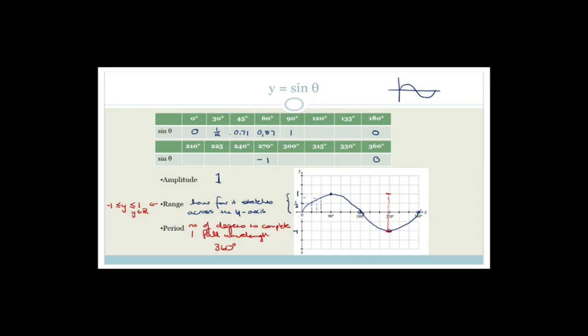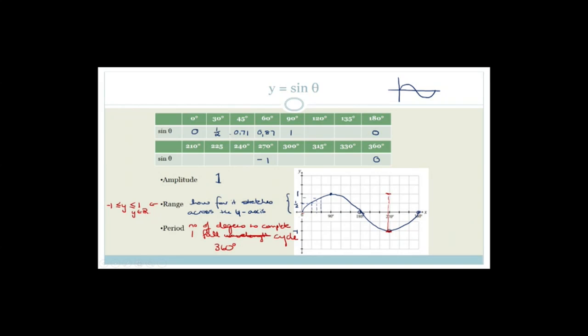Because what would happen now is that after this, the graph would start going up again. So therefore, we could say that from 0 to 360 degrees is the period. The period is the number of degrees it takes to complete one full cycle. Let's not say wavelength, that's more like science. Let's say one full cycle.